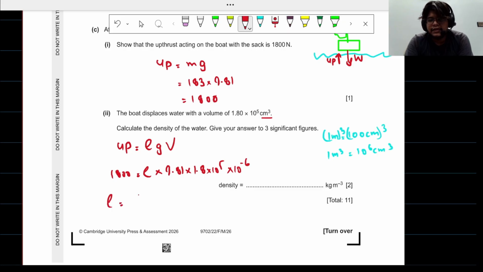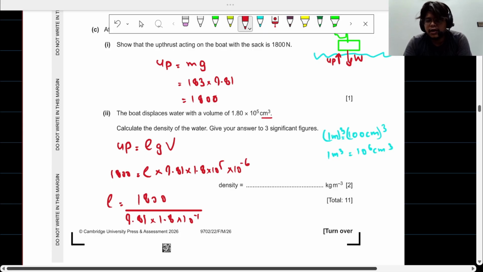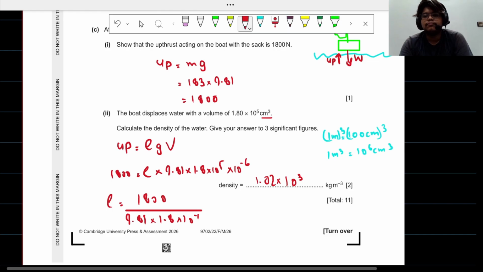Now density would be equal to 1800 divided by 9.81 multiplied by 1.8 times 10 to the power minus 1. So if you just work this out, your density would be equal to 1.02 times 10 to the power 3 kilograms per meter cube.